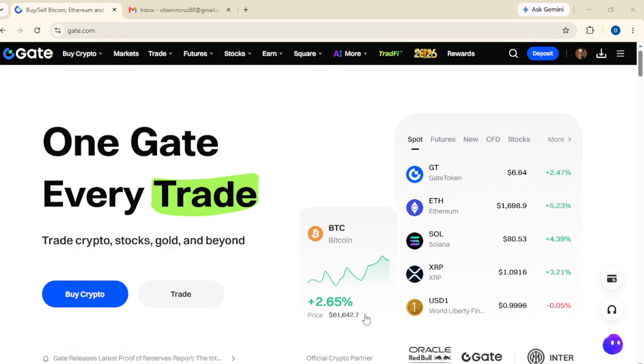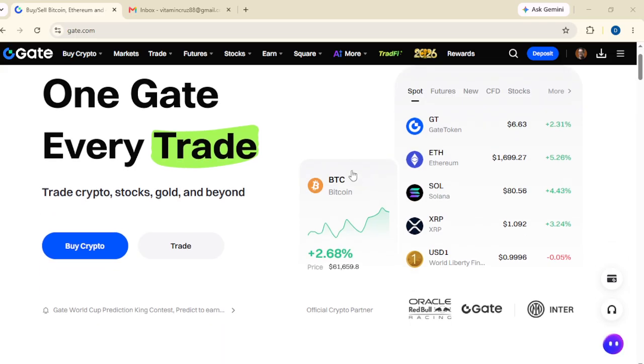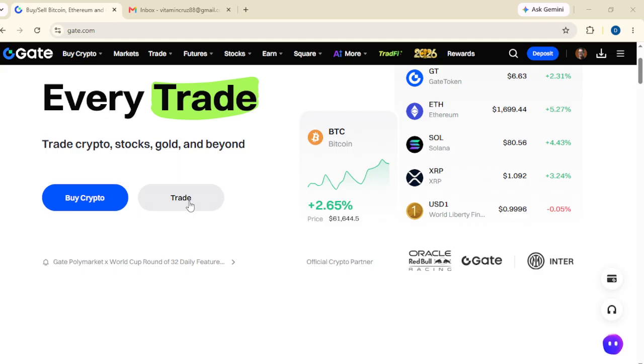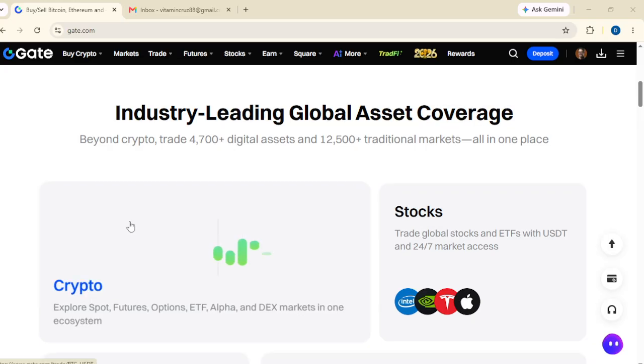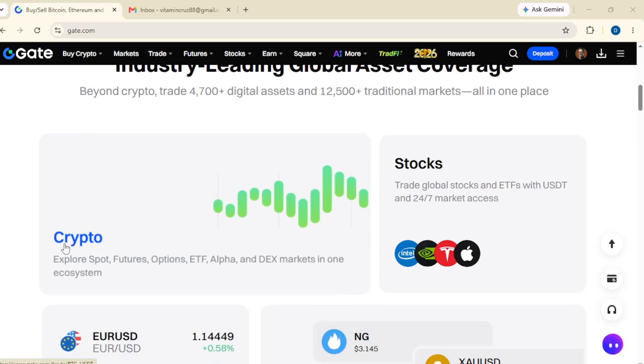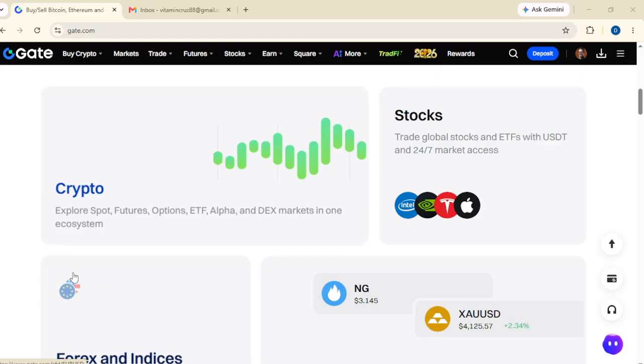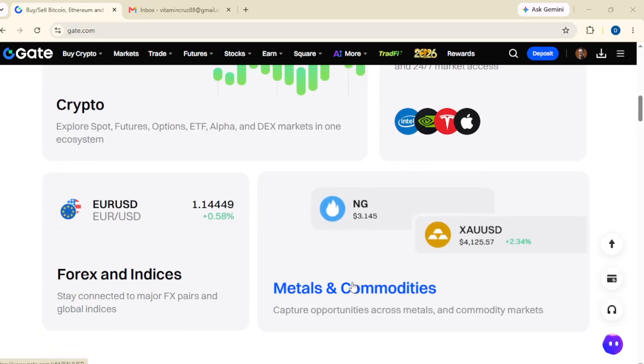In today's video, I will walk you through how to check trading volume on Gate. Trading volume is one of the most important indicators to watch when analyzing a cryptocurrency. It shows how much of a coin has been bought and sold over a specific period, helping you gauge market activity and liquidity before making a trade.